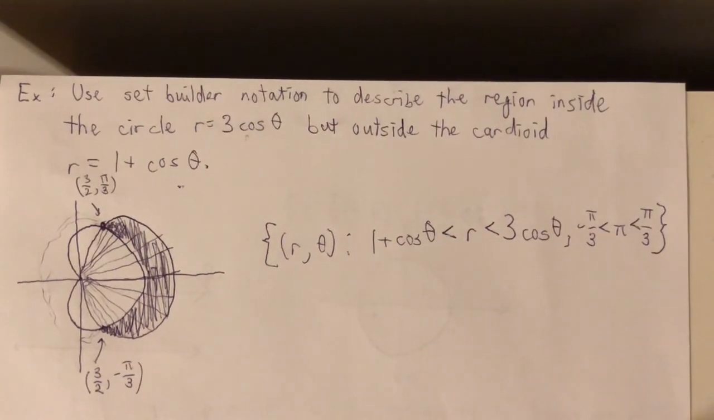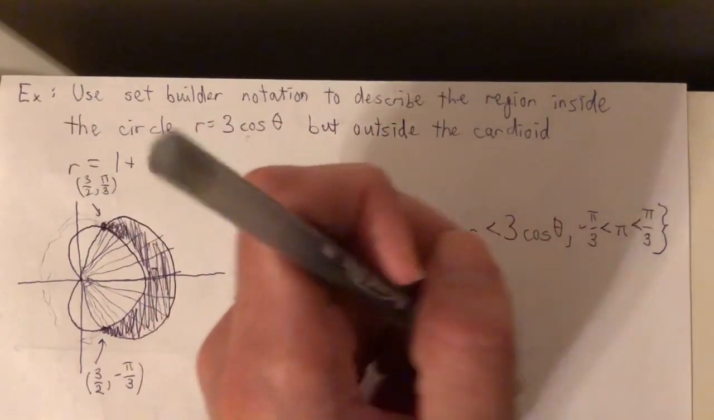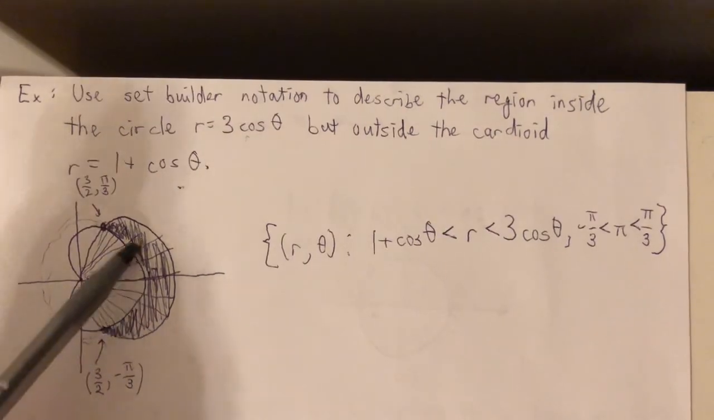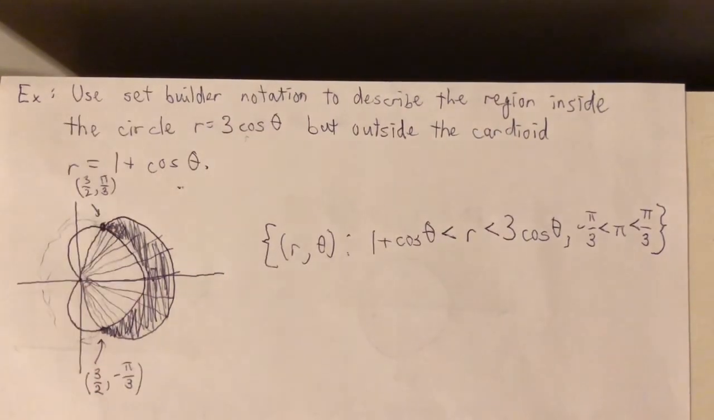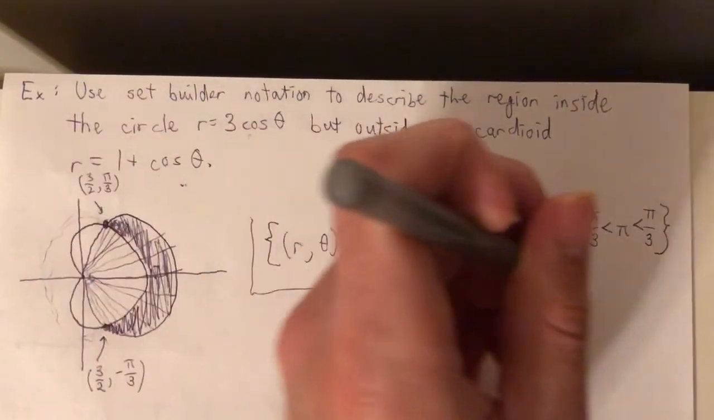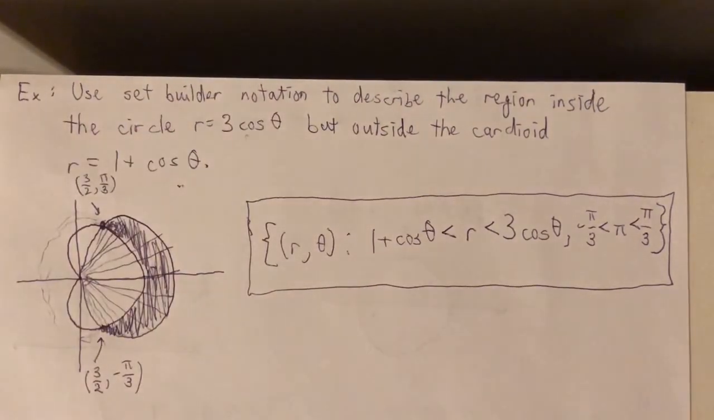Now, like I said with the last example, you may see less than or equal to in your book for some of these. So if you say less than or equal to versus less than on an exam, I'm not going to ding you for it. Like I said, the applications to this in Calculus 2, when you're talking about areas, it's not going to affect your answer. So this is the set of all points that are inside the circle but outside the cardioid.